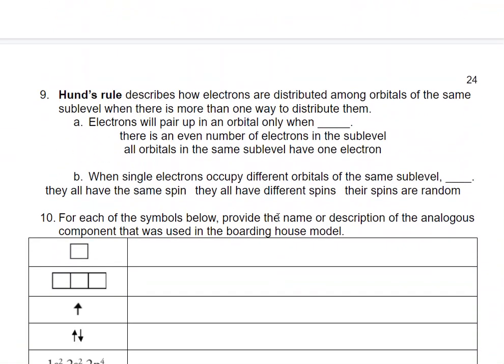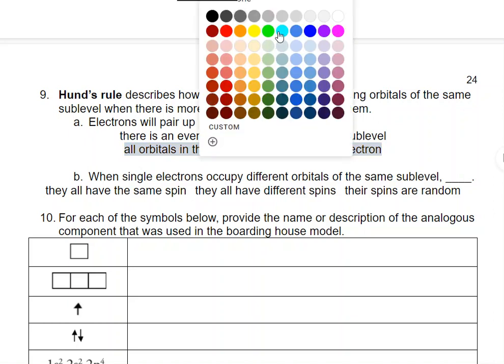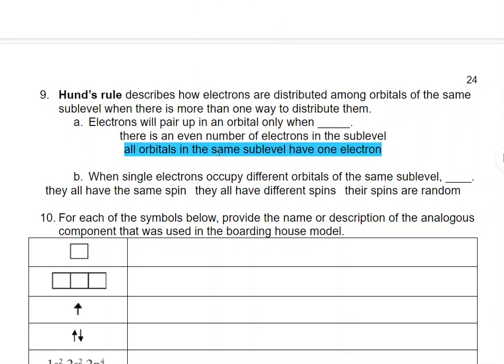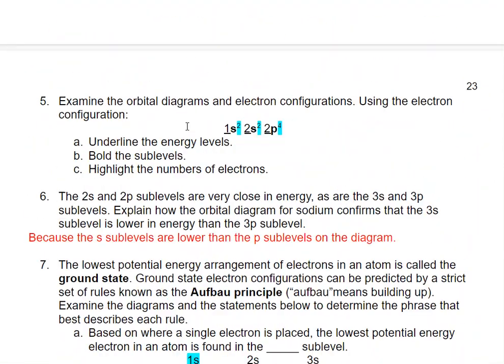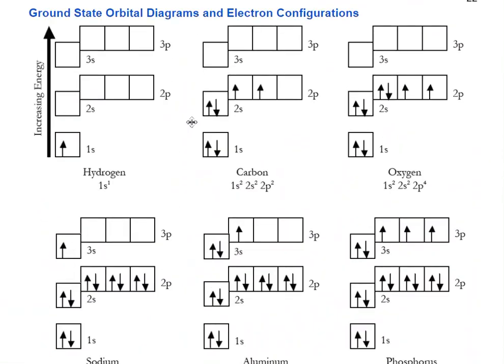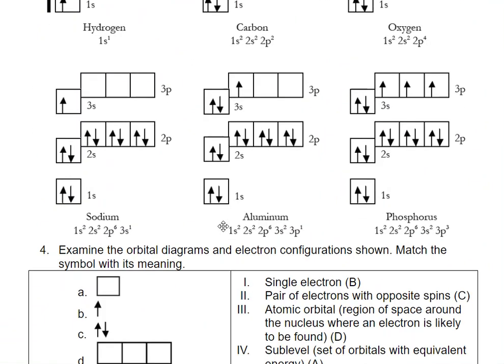Hund's rule. This is also sometimes called the good parent rule. And this says that electrons will only pair up in an orbital when all of the orbitals in the same sublevel have one electron. So what that means is that whenever I'm filling those p orbitals, I'm going to fill up, up, up before anybody gets a down arrow.